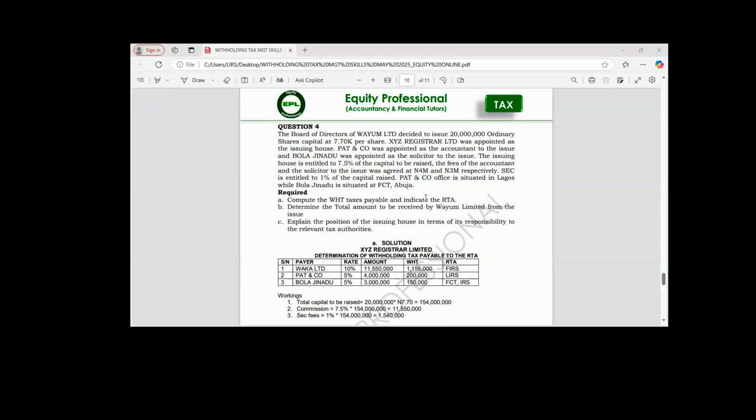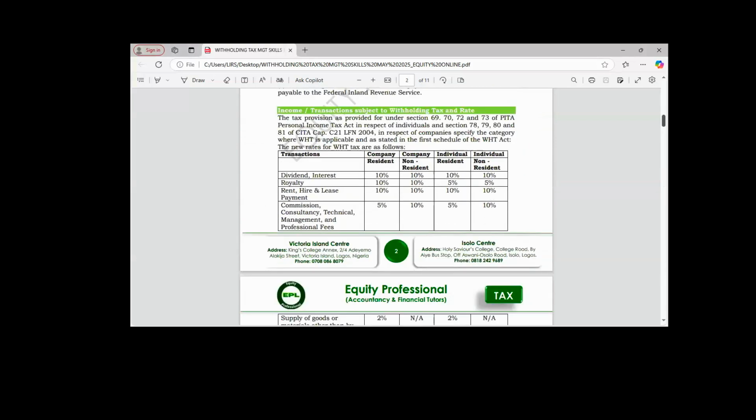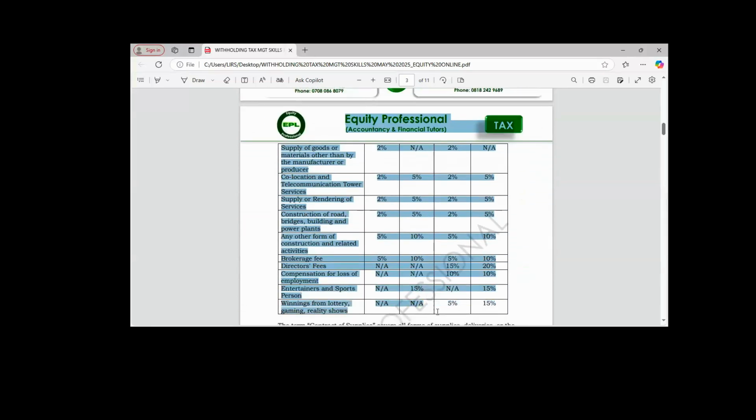If you look at this information, they are selling shares. Is shares part of the transactions we listed that attract withholding tax? No, it is not part of the transactions.